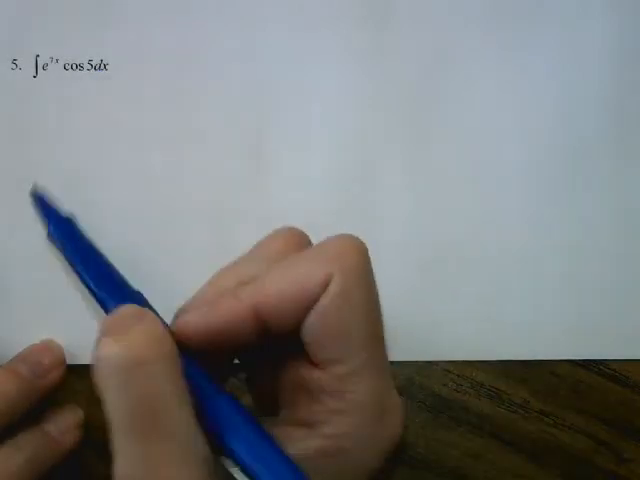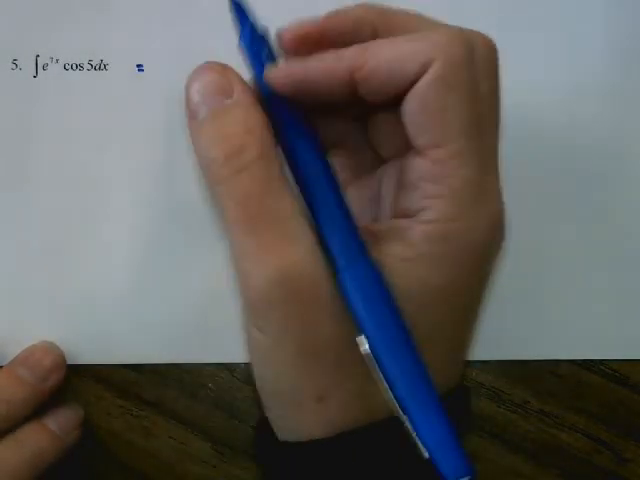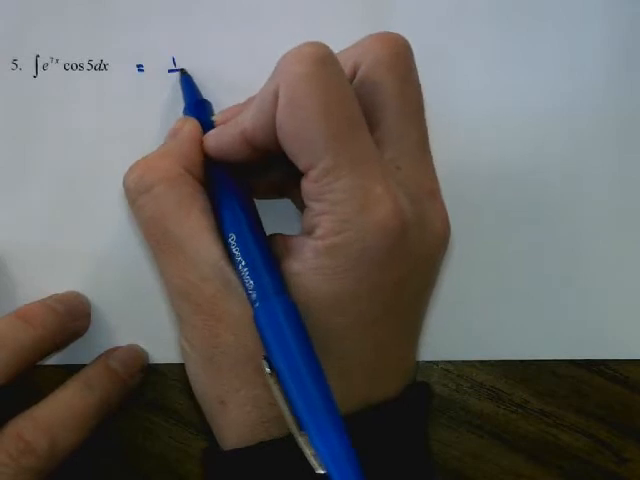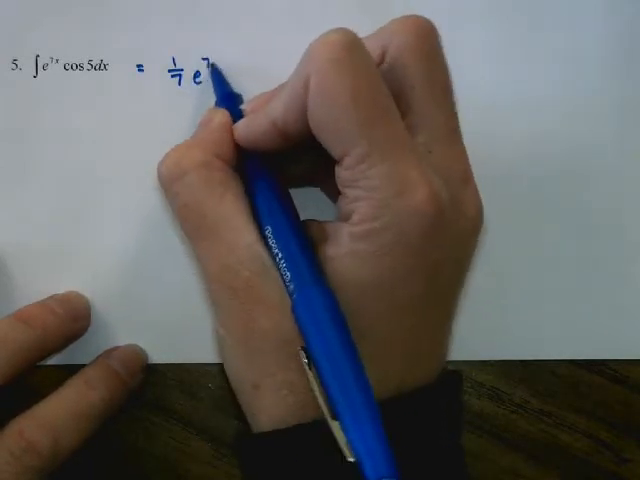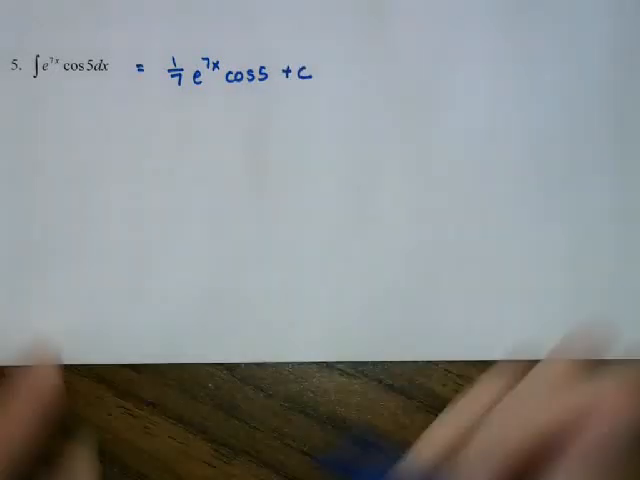This next one here, it's not cosine 5x, it's just cosine 5. So this is just a constant. So this is just going to be 1/7 e to the 7x times the cosine of 5 plus c.